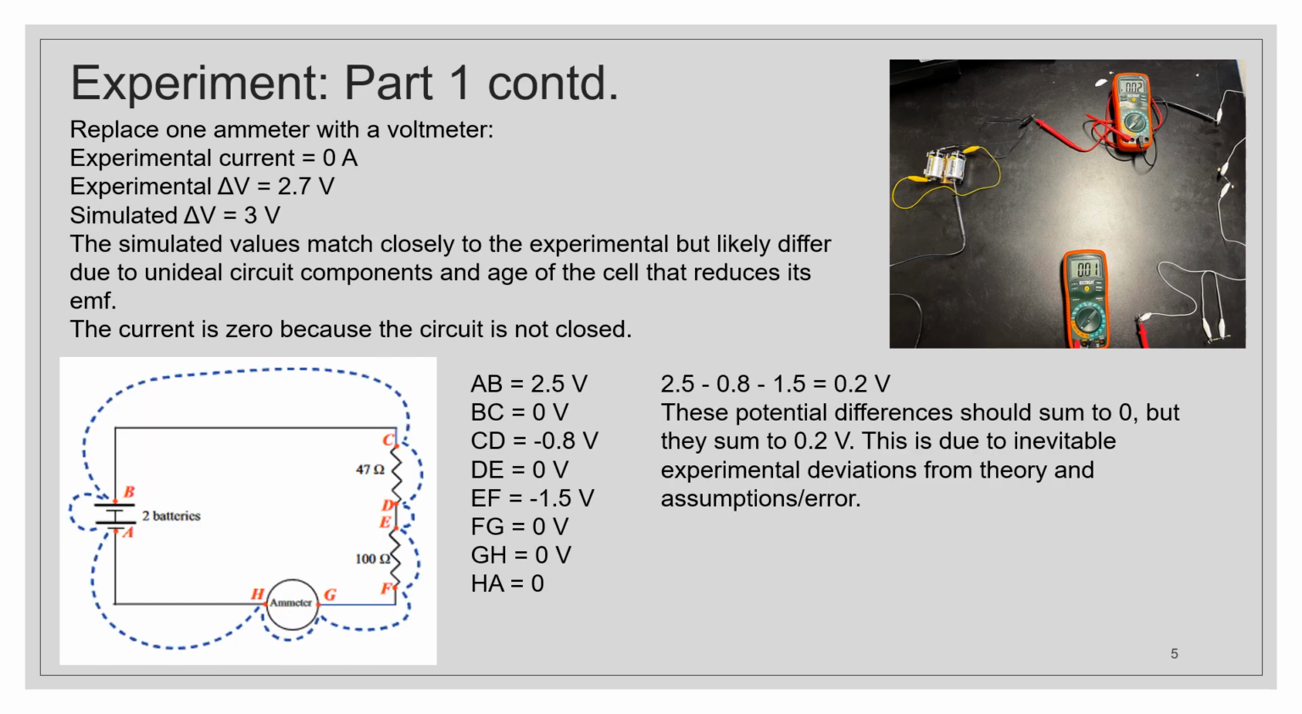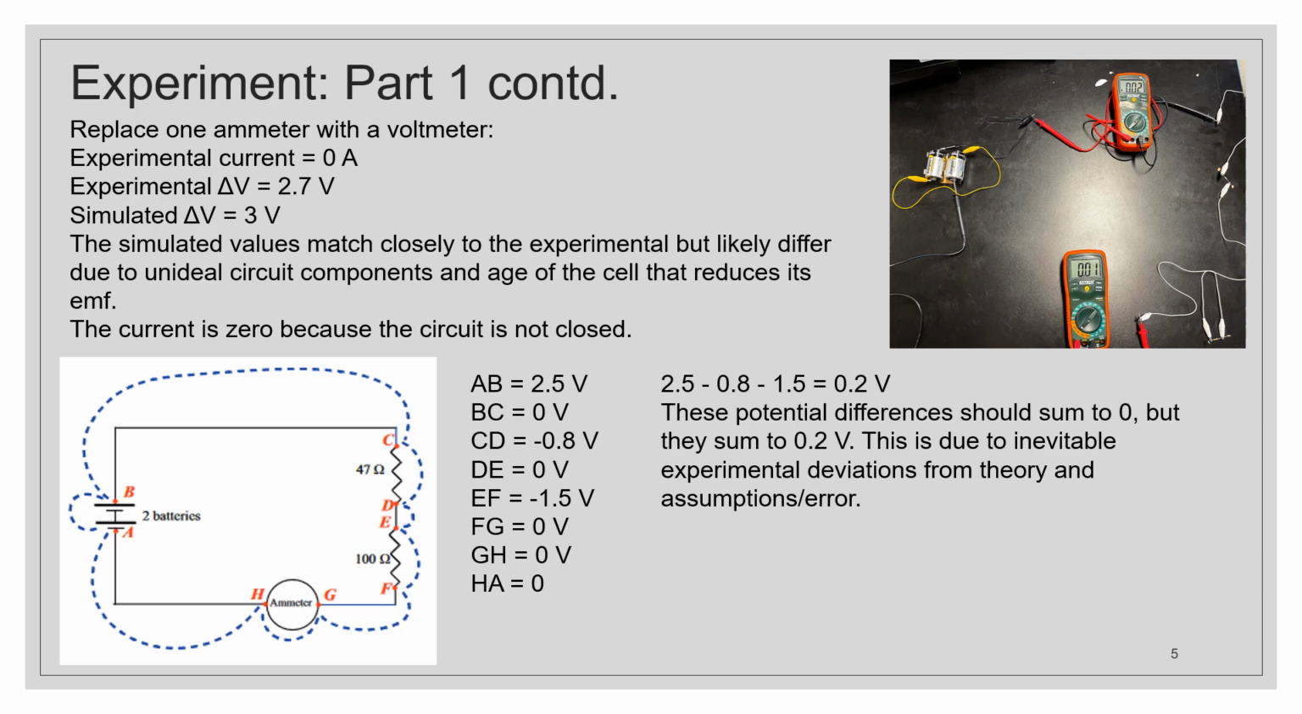If you were to replace one ammeter with a voltmeter, the experimental current is 0 amps, the experimental delta V is 2.7 volts, and the simulated is 3 volts. They match closely but likely differ due to unideal circuit components and age of the cell that reduces its EMF. The current is 0 because the circuit is not closed.